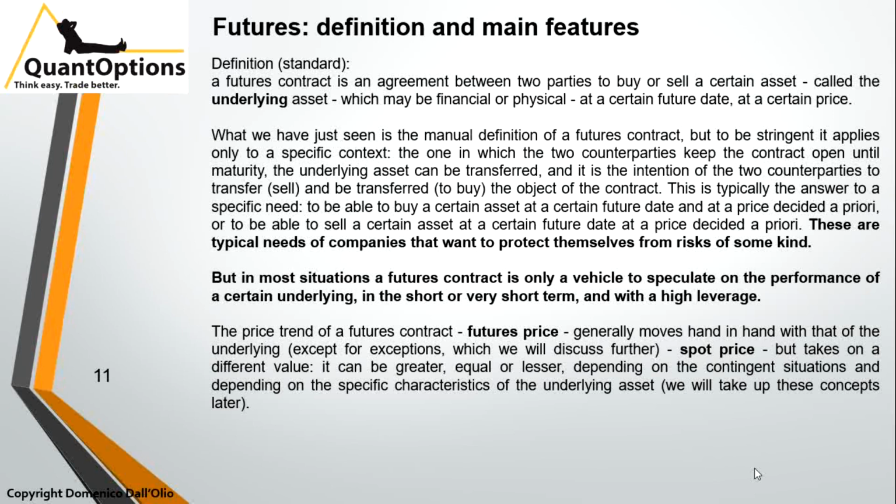The price trend of a futures contract, the futures price, generally moves hand in hand with that of the underlying, the so-called spot price, but takes on a different value. It can be greater, equal, or lesser, depending on the contingent situations and depending on the specific characteristics of the underlying asset. The idea is that the futures price goes in the same direction and generally by the same amount as the spot price, but in the beginning, the futures price is not equal to the spot price. It depends from case to case. And of course, we will take up these concepts later.